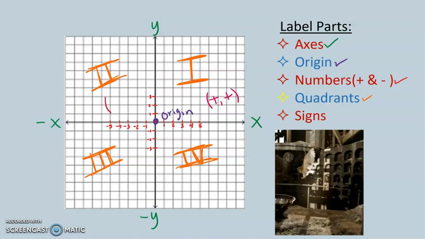Quadrant 2, X is negative and Y is positive. In quadrant 3, both X and Y are negative. And in quadrant 4, X is positive, Y is negative.